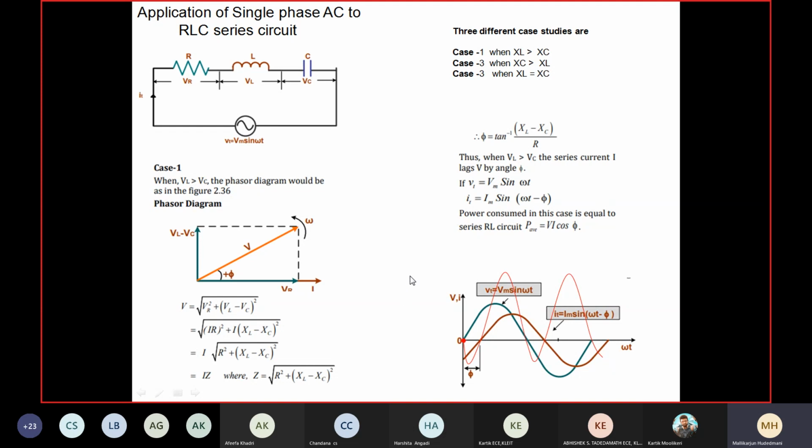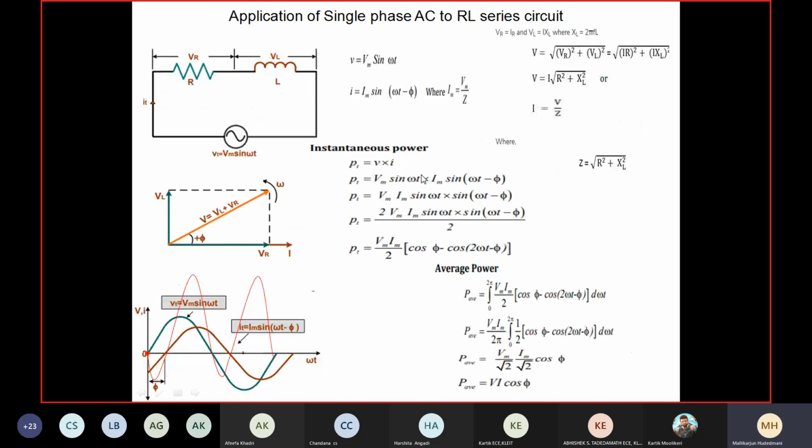Now, the next question is, when I have applied voltage Vm sin omega t, and the current resulting is Im sin omega t minus phi, is there any consumption of power? Yes, power will be consumed in this circuit because of the resistor element. Then what is that power consumed? For this, what do we have to do? This represents the study of the RL circuit. What is the power obtained or power consumed with the RL series circuit? With the equations V equal to Vm sin omega t and I equal to Im sin omega t minus phi, we could do it.